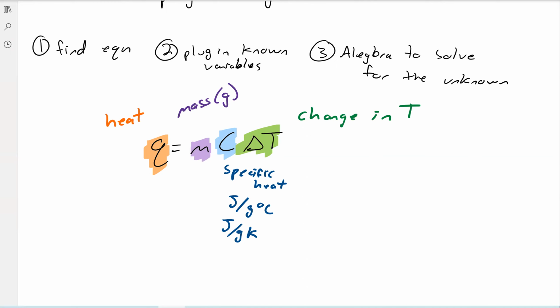That's your delta T. However, we can think about delta T in another way, right? And that's TF minus TI, where the F is your final temperature and your I is your initial temperature, right? So if something went from 25 degrees Celsius to 35 degrees Celsius, your delta T would be 10 degrees Celsius. So you can write this equation like so, or you can write it as Q equals MC, and then in parentheses, TF minus TI, right? Where this is just delta T.